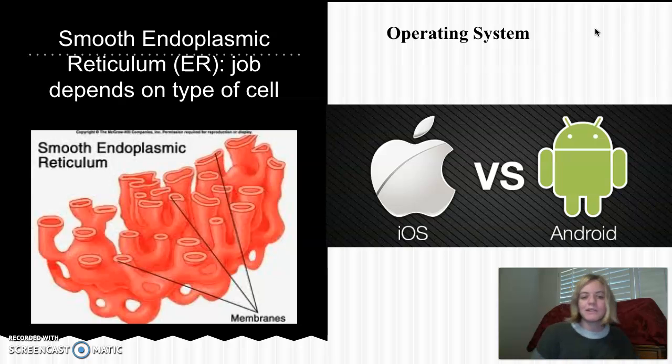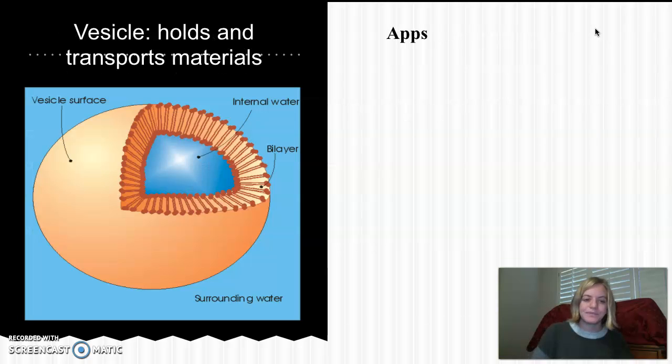So we kind of compare the smooth ER to the operating system. Some of you may have Apple phones, some of you may have Android phones, and depending on which one you have, your phone's going to do some different jobs. And so the smooth ER is kind of like that. It has a lot of different jobs that can depend on the type of cell. But the two main ones are making lipids, synthesizing lipids, and also detoxifying the cells.